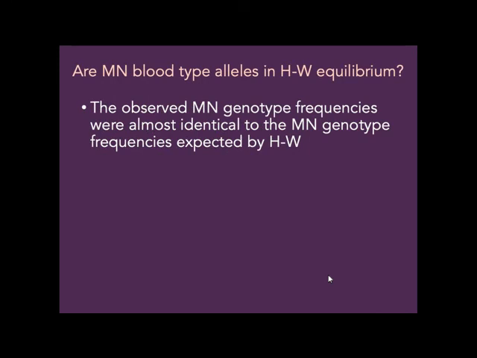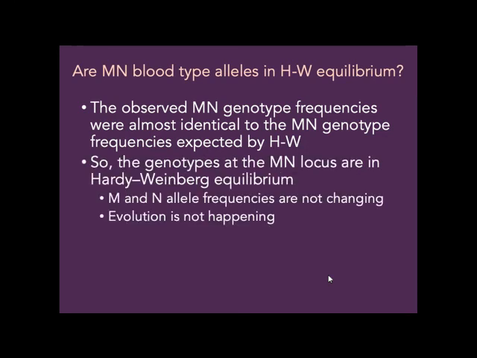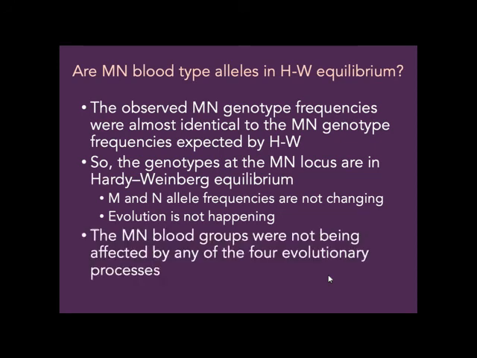The observed MN genotype frequencies were almost identical to the genotype frequencies expected by Hardy-Weinberg. So just pretend I did the chi-squared for you and I didn't find a difference. So the genotypes at the MN locus do seem to be in Hardy-Weinberg equilibrium. The M and N alleles are not changing in frequency, so you would say that evolution is not happening. And because evolution is not happening, we can say that the MN blood groups are not being affected by any of the four evolutionary processes.